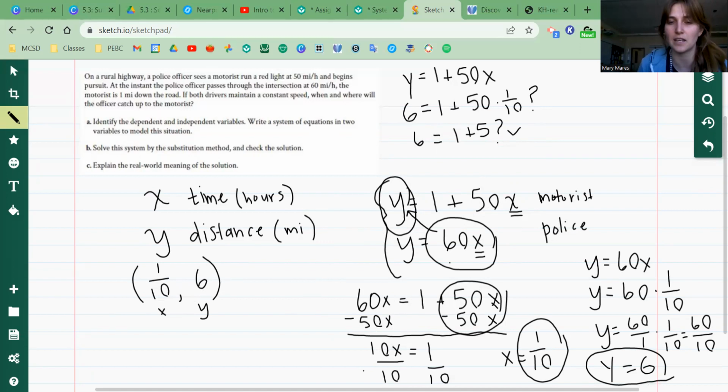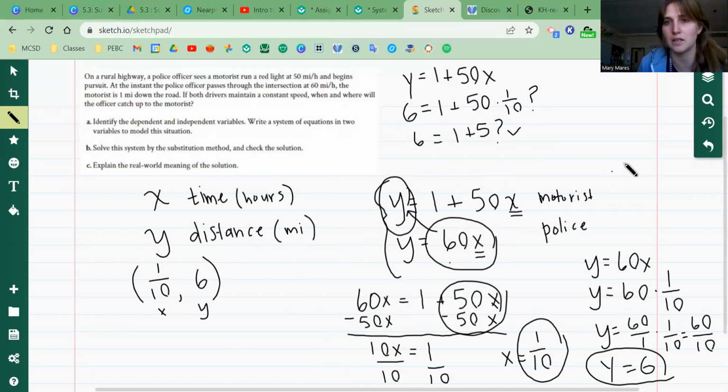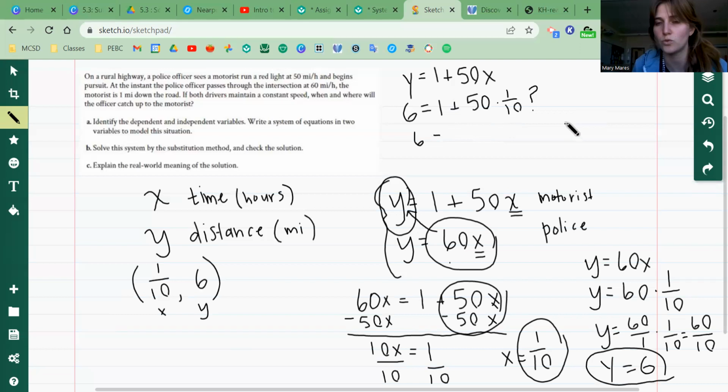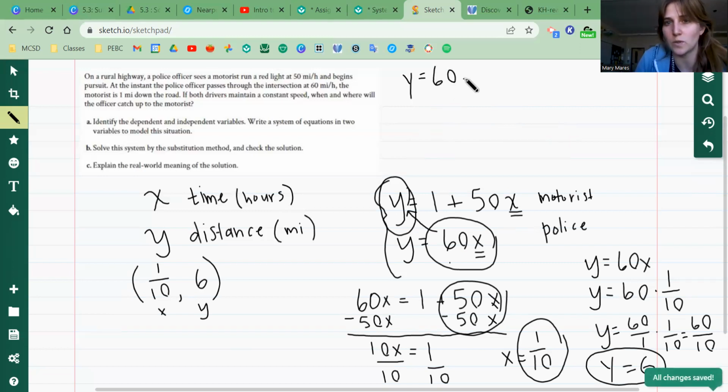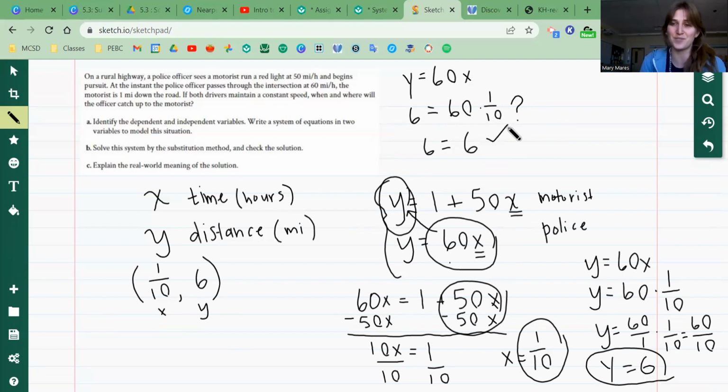And then let's do it in the second equation. So now let's plug it into the second equation, y equals 60x. So 6 gets plugged in for y, and then 1/10 gets plugged in for x. And I'm checking to see, is this true? Is 6 equal to 60 times 1/10, or 6, right? So yes, that's also true.